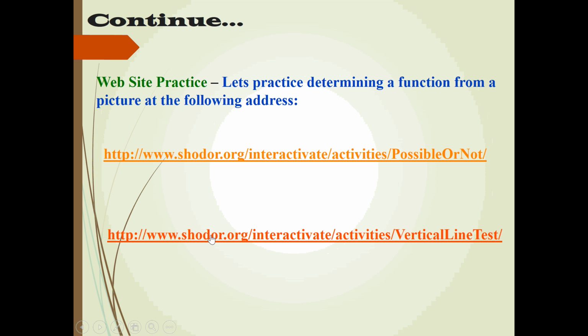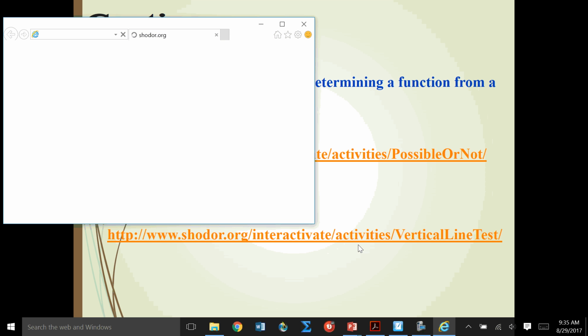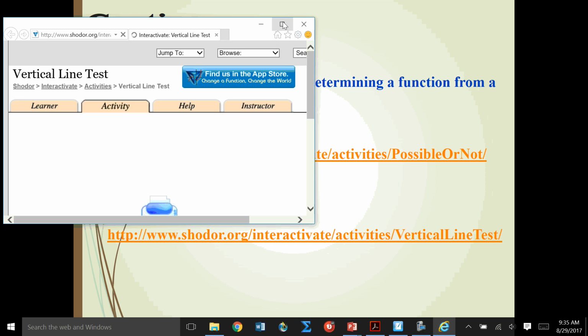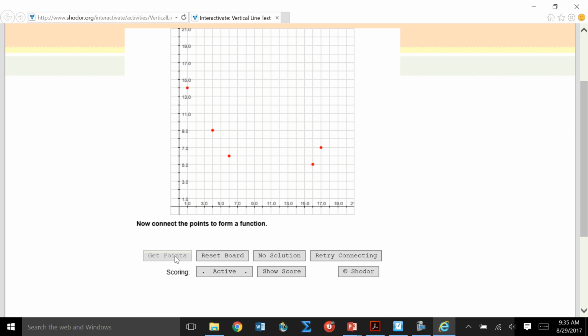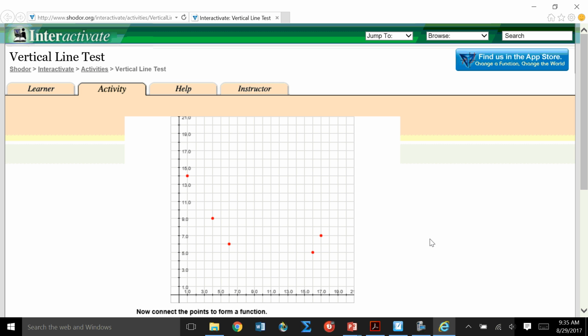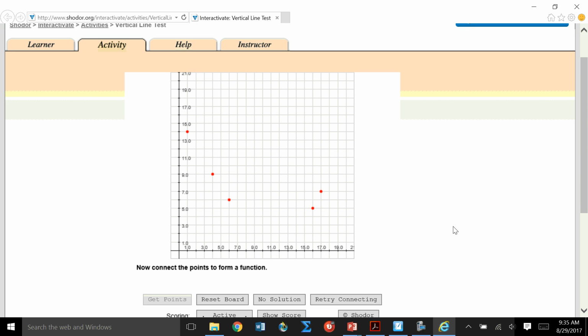Let's quickly look at a couple more examples of function graphs. This one is made with data sets. So let's get some points. This has dropped some data points on the graph for us, and we need to determine if this data set would produce a function. If I'm dropping vertical lines through these points, would I ever hit more than one point? No, I would not. So this example is a function.